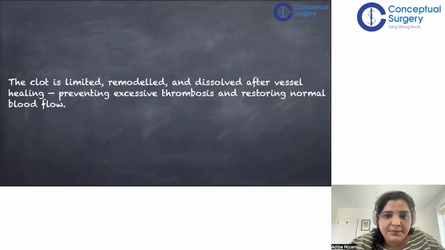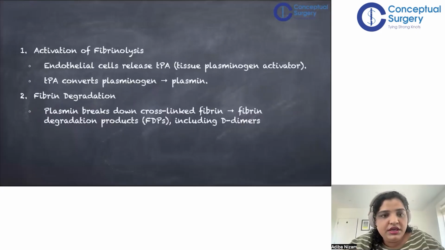So how does this happen? Fibrinolysis will be activated. The endothelial cells, once they've been repaired, start releasing the tissue plasminogen activator. Plasminogen activator, as the name implies, converts plasminogen to plasmin. Plasmin is the main enzyme which is responsible for degradation of fibrin. It degrades fibrin into fibrin degradation products, including the D-dimer. The D-dimer test that we usually do estimates the fibrin degradation products.